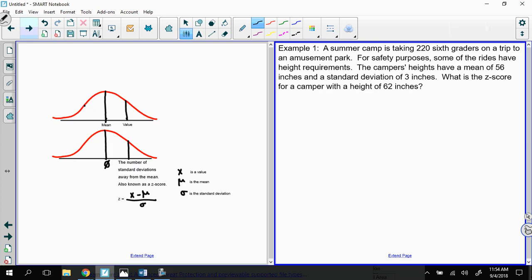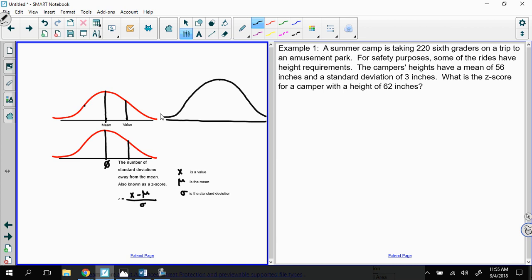So here's an example. A summer camp is taking 220 sixth graders on a trip to an amusement park. Could be Disney, could be Universal, could be anywhere. For safety purposes, some of those rides have height requirements. The campers' heights have a mean of 56 inches and a standard deviation of 3. If we're looking at our bell curve, we're used to the 56 being in the middle, and then the first standard deviation being over here at 59, because that's 3 in the positive direction, and 53 being the other direction. About 68% of the students on this field trip would be between those two values of 53 and 59.